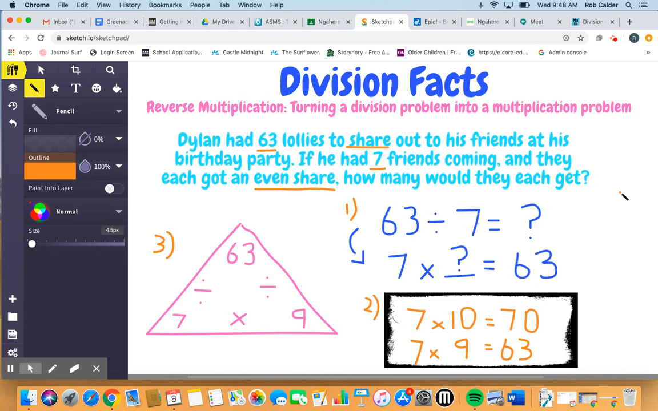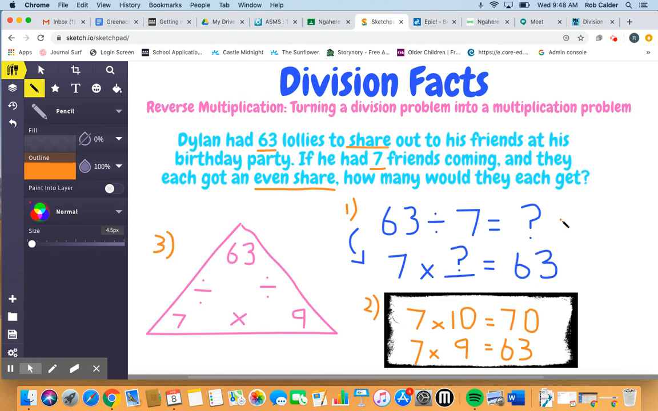That word share is important because it's telling me what method I'm going to have to use. Is it a multiplication? Is it a division? And when it's something like a share, I'm sharing out something, I know that it's going to be a division question. 7 friends, and they each get an even share. So even sharing is going to be my division facts, and I know from the 63 and the 7, I'm dividing that big chunk of 63 into 7 different parts. So my question is, 63 divided by 7 is going to give me my answer, how many they'll each get.